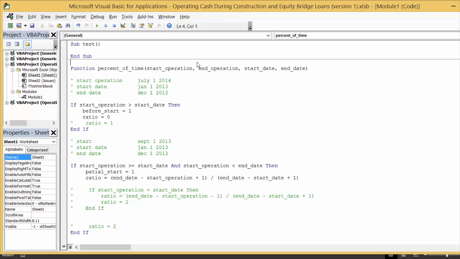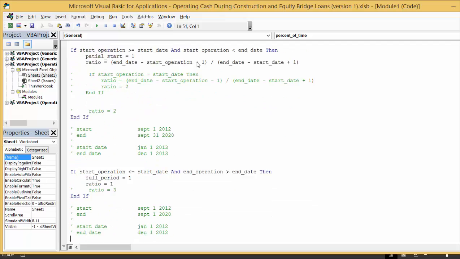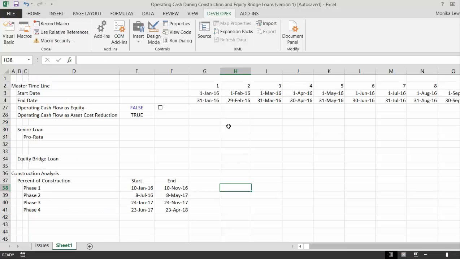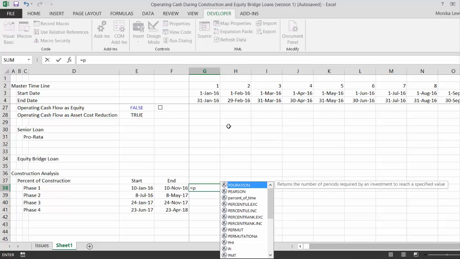Now, there's an issue. If you start at the beginning of the day or the end of the day, you'll get a slightly different number. And when I made this program, I didn't really think through that quite enough. I think I start at the end of the day. So if we put 31st of January, it should be 0, but I'm not actually sure. Now, so you then put percent of time.